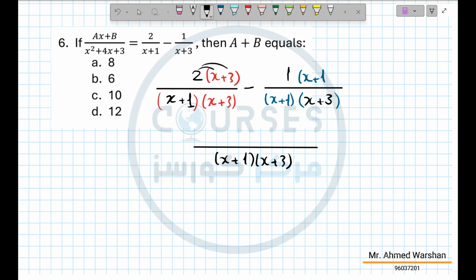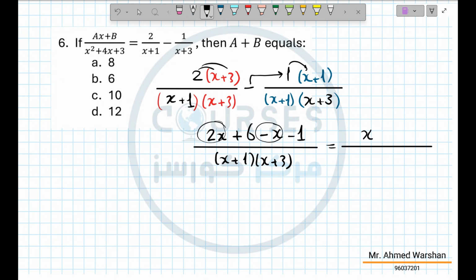On the numerator, multiply these 2 times x, which is 2x. 2 times 3, which is 6. This negative belongs to the 1. So negative 1 times x, which is negative x. Negative 1 times 1 is negative 1. Okay, so 2x minus x, that's gonna be an x. Positive 6 minus 1, that's gonna be a positive 5.